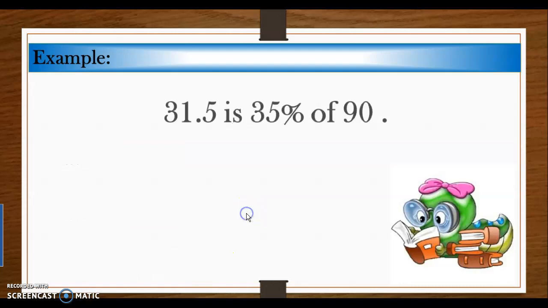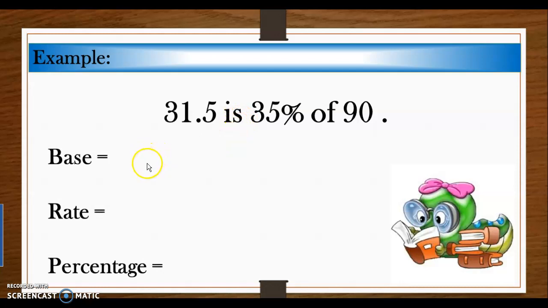Another example. 31 and 5/10 is 35% of 90. Let's identify the base, rate, and percentage. For the base, of course, yan yung 90. Kasi, siya yung tumutukoy sa kabuuang bilang. And, as I said earlier, lagi siyang nakasunod sa salitang of. Yan yung word clue niya.